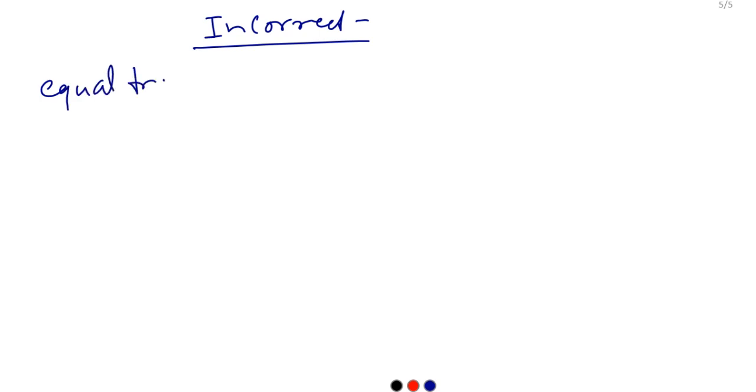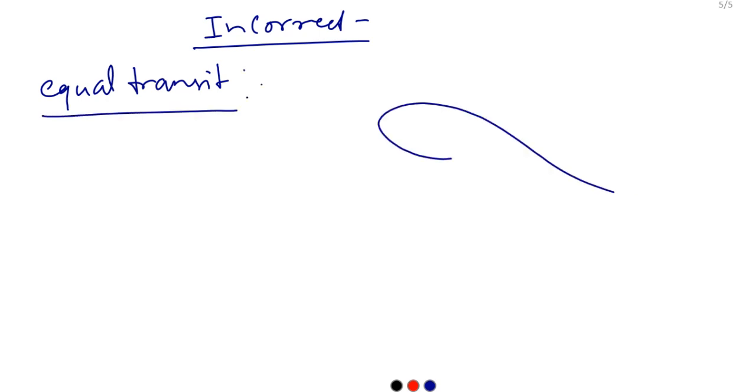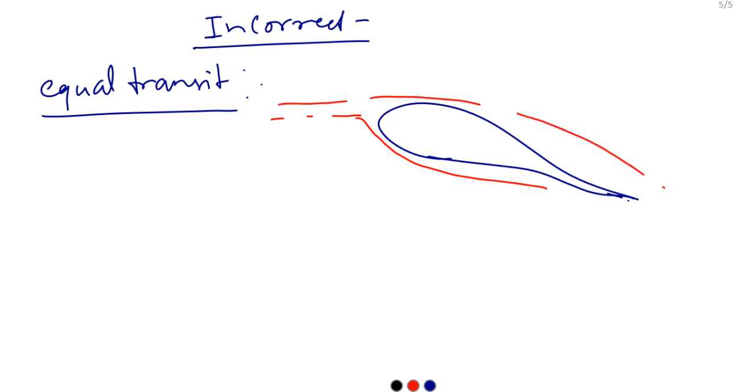Now let us understand some incorrect theory. Which one is incorrect? This is called equal transit. What does it mean? Suppose this one is an object. Air is passing from here to here, and this one is the upper camber. The upper camber has a higher length from here to here, if you know, and this one is quite a shorter length from here to here.